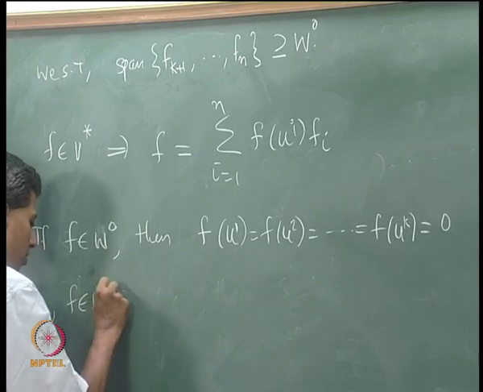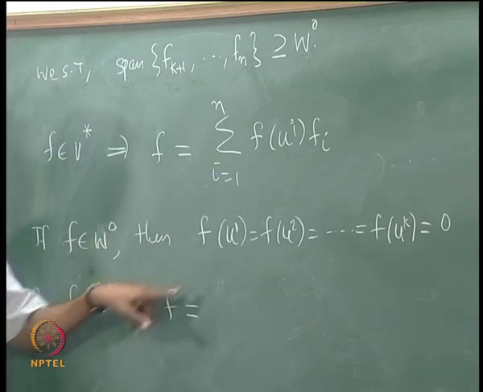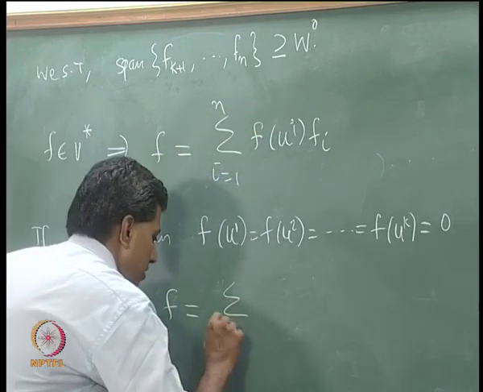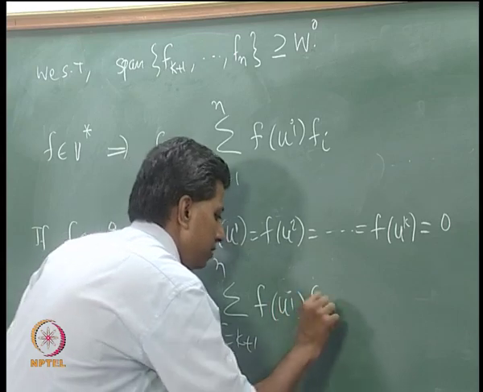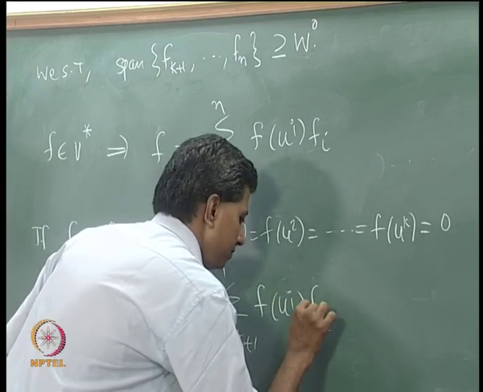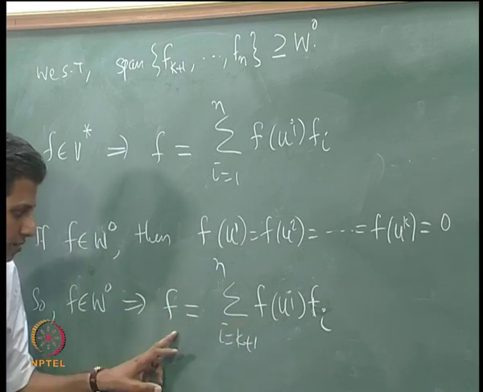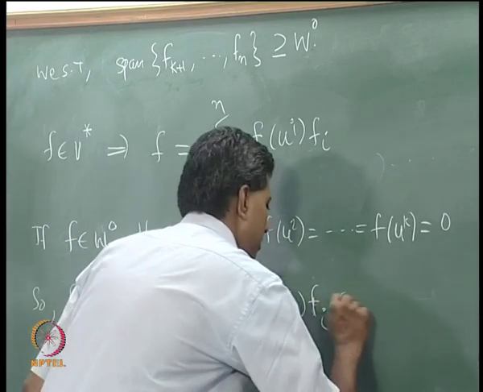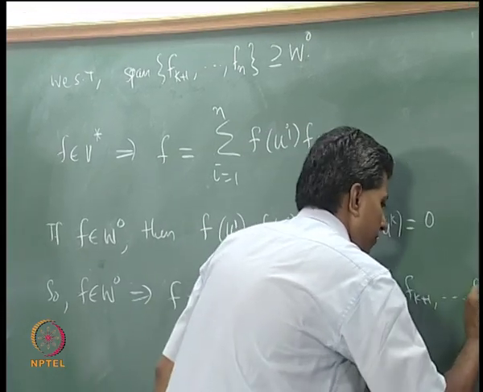F belongs to W naught implies, this representation has n terms, but if F belongs to W naught, the first k terms are 0, so there are only n minus k terms. Summation i equals k plus 1 to n F of ui fi. Forget about these numbers. This F is a linear combination of fk plus 1, etc., fn, which is what we wanted to prove. This belongs to span of fk plus 1, etc., fn.